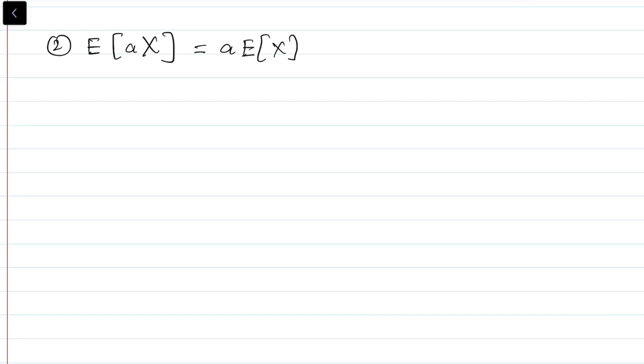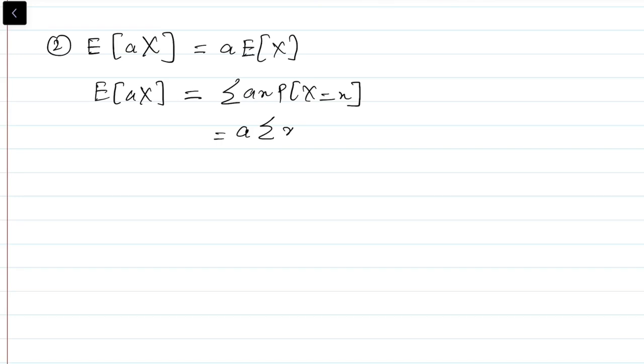Now the second property is, if a constant is multiplied with a random variable, then we can take the constant outside of the expectation. And this proof is again very simple. Expectation of ax, we can write summation ax times probability. We can bring a outside of the summation, and this is nothing but the expectation of x. All right.